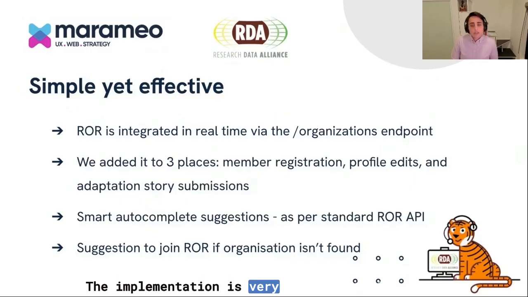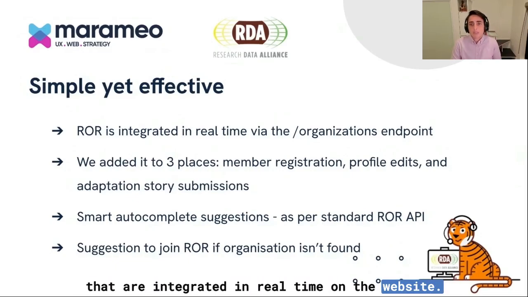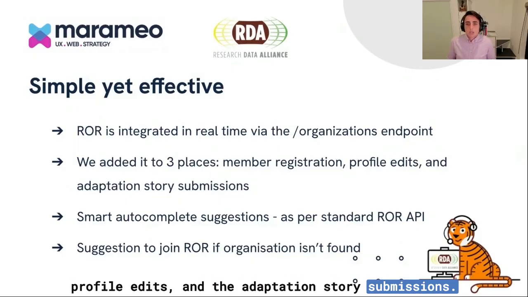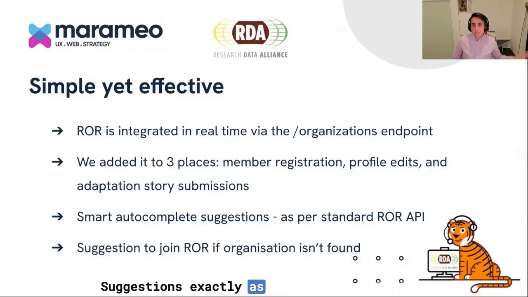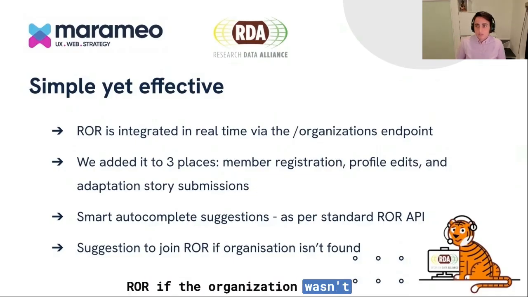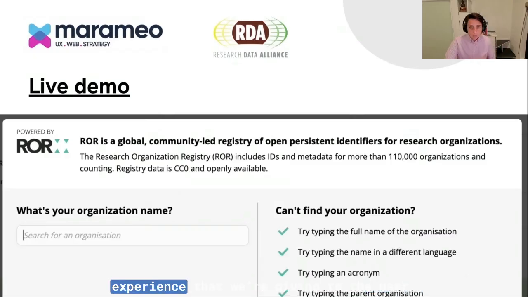The implementation is very simple but effective. We've used the API from the organization endpoint that is integrated in real time on the website. We added it in 3 places: the member registration, profile edits, and the adaptation story submissions. We also use the smart autocomplete suggestions, exactly as per the standard ROR API. And we also added a suggestion to join ROR if the organization wasn't found. But let me show you with a live demo exactly the experience that we're giving to the user.